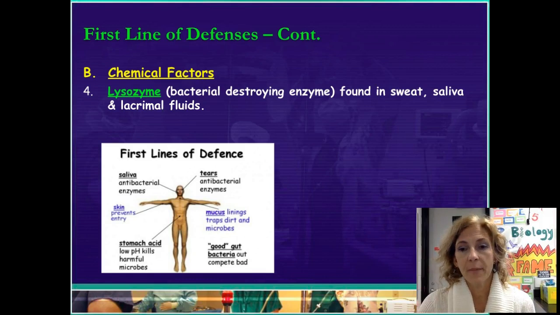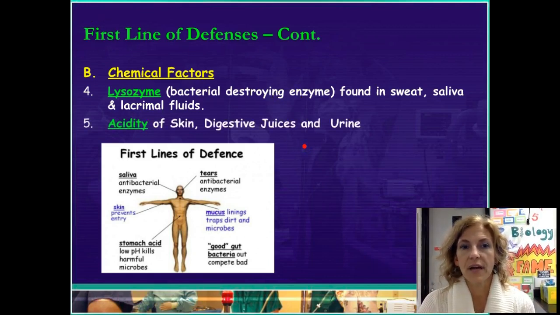And then we also have chemical barriers. Some chemical barriers are antimicrobial enzymes. Lysozyme would be one in particular that is found in sweat, saliva, and lacrimal fluid. Lacrimal is tears. So that lysozyme can destroy bacterial walls, and then you don't have to worry about those microbes.